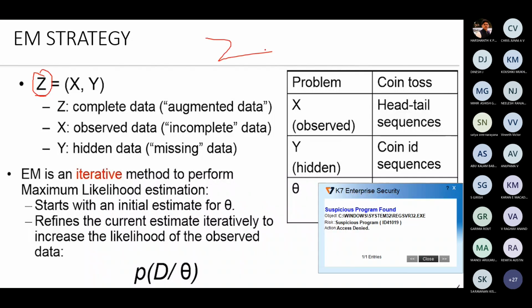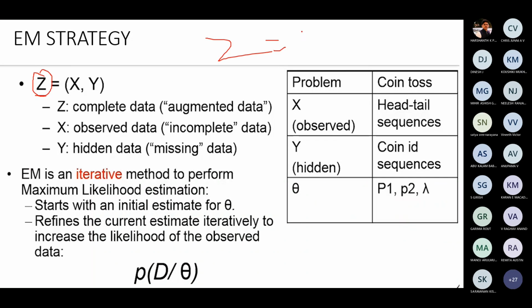How are you going to form the complete data? By using whatever values are already given to you, the observed data X, and the hidden data. That is what we are going to find. X is the observed data and Y is the hidden data, which is the missing data.